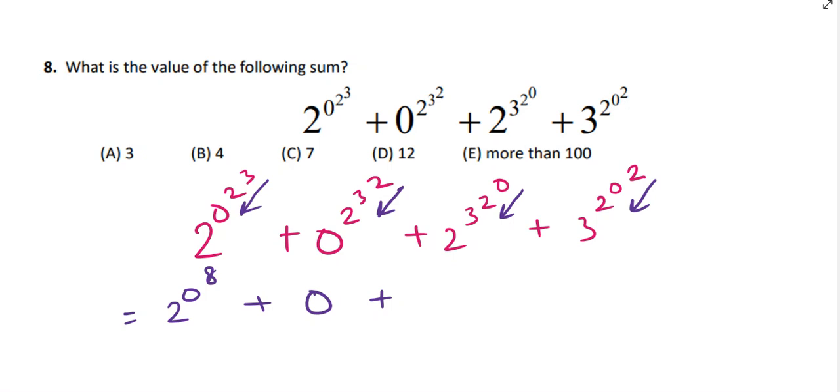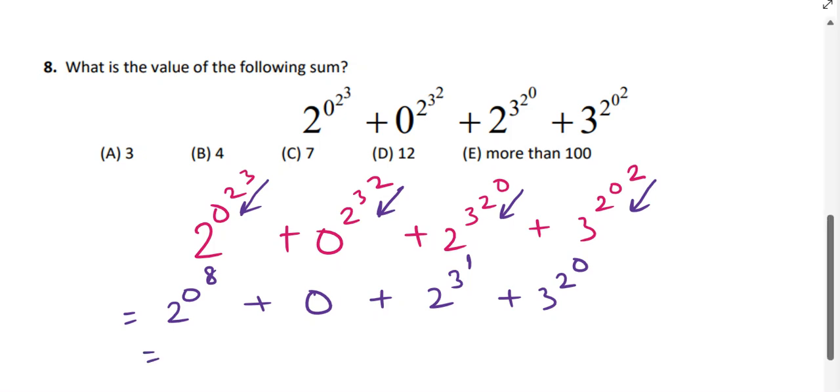Sorry. And 2 to the power 3, 3 into 2 to the power 2 to the power 0 means 1, and 3 into 2 to the power 0 to the power 2 means 0. Okay, so this is the second step.